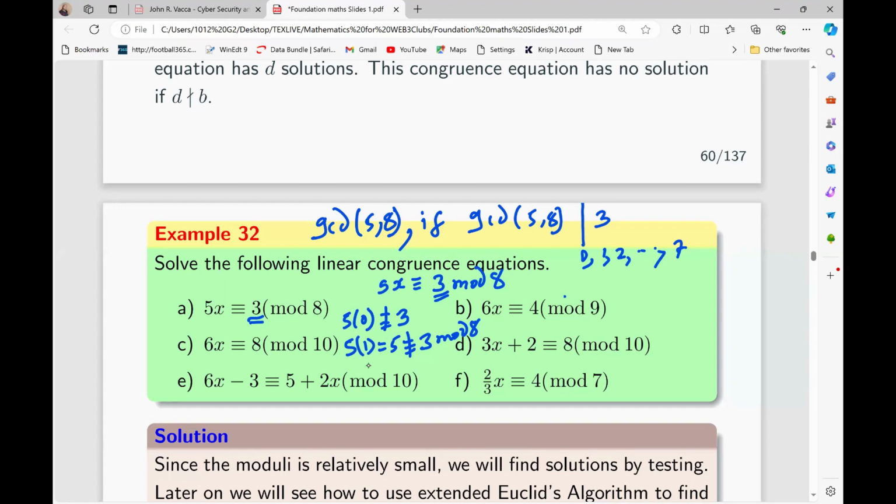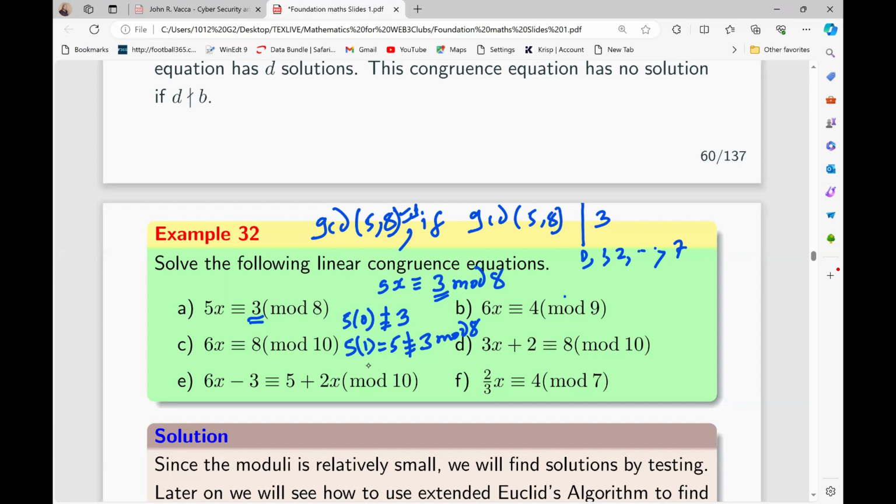If the GCD can divide the number before the mod, then it means this equation has a solution, or it has solutions. So the number of solutions will, of course, be equal to the GCD. So in this example that we are doing, the GCD is 1. So you're only expecting, and of course, 1 can divide 3, so we are expecting one solution.